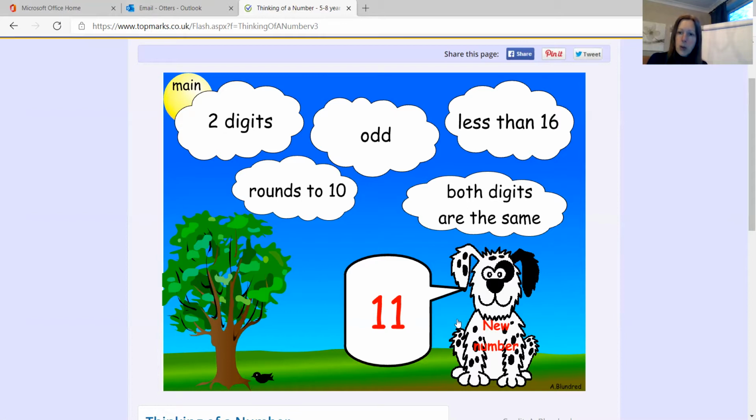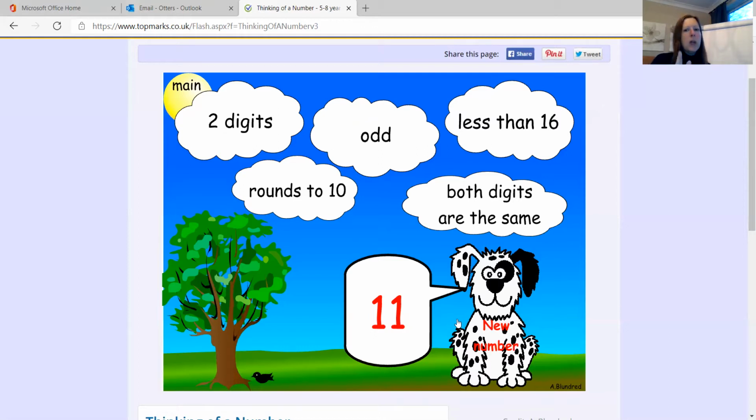You can go through this on your own and see if you can work out what number the dog is thinking of. So remember, if you find that one all right, you might want to have another go at that level and then maybe try the next level up. If you think, oh, some of the clues on there I wasn't too sure about, you could maybe start with the numbers up to 10 to begin with and then just get a bit more confident.